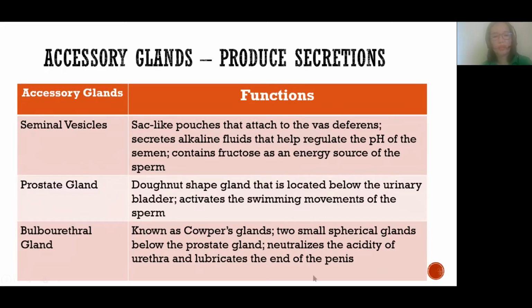Okay, so if you are to check the secretions, first they secrete alkaline fluid. So why alkaline? Take note, if it is alkaline, it's basic or base. Considering that the environment of the female is acidic, to neutralize that environment, an alkaline is needed. Then it also has fructose that gives energy to the sperm. Okay. And then for the prostate gland, this activates the swimming movement of the sperm. And for the bulbourethral gland, this neutralizes the acidity of the urethra and lubricates the end of the penis.